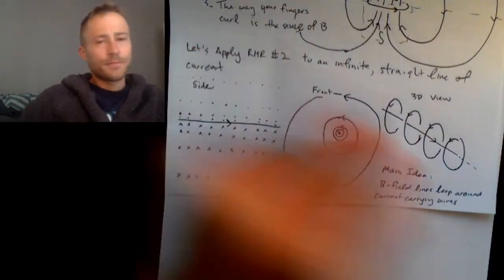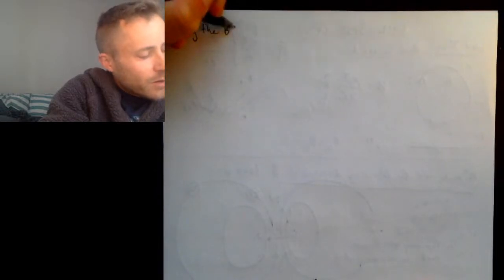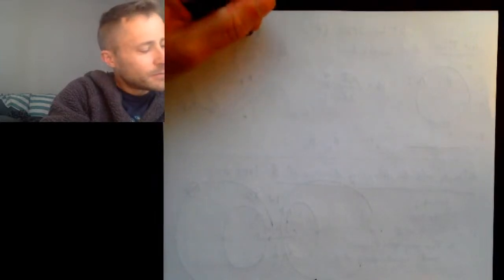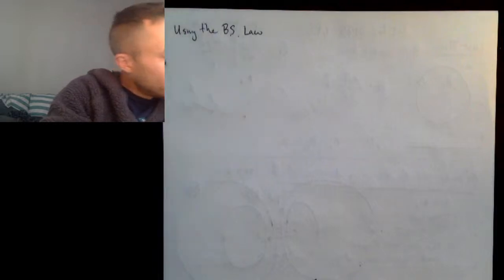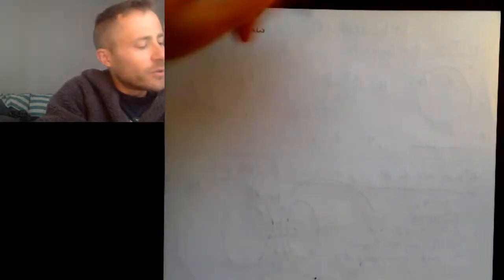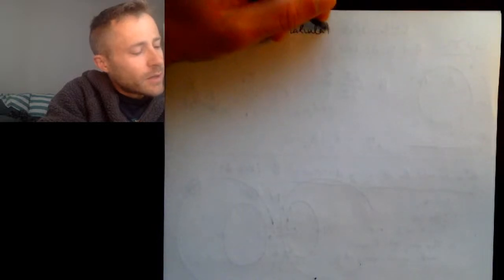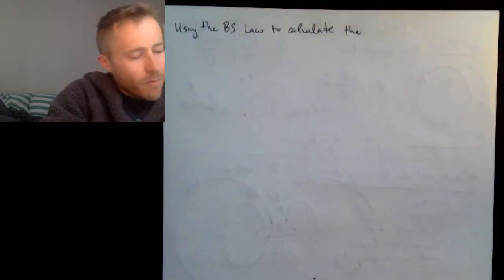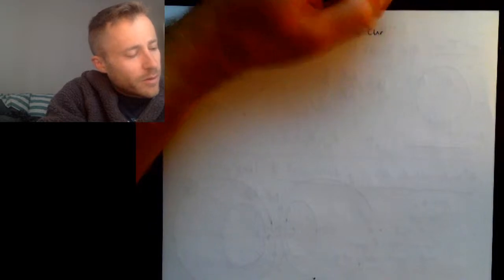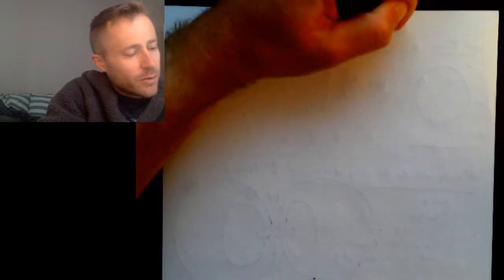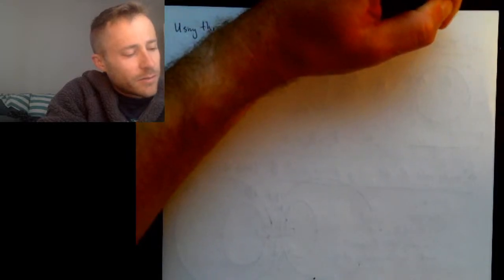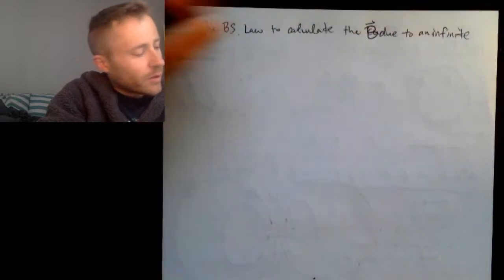So what we're going to do now is use the Biot-Savart law to calculate the magnetic field due to an infinite current carrying wire.